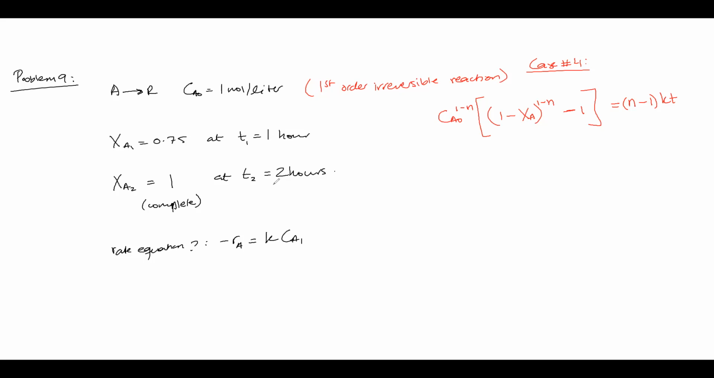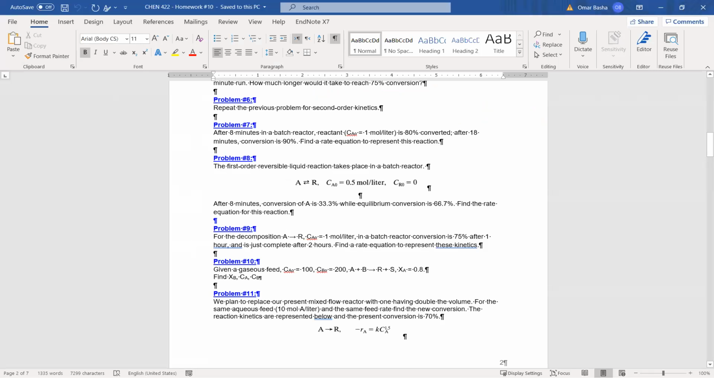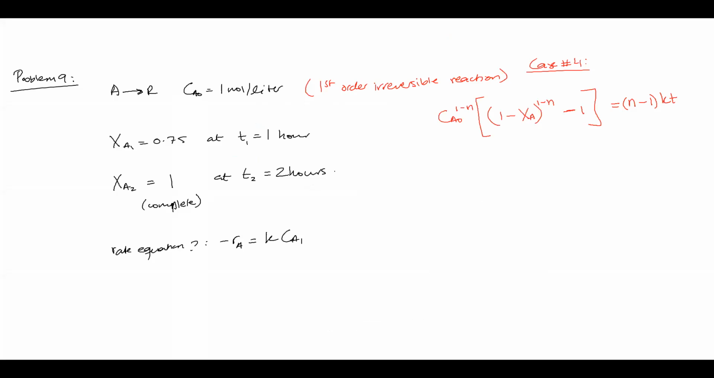Wait one second. Let me double check something here. Because if it's a first order reaction, it should not be case number 4, right? But my old solutions show that it's case number 4. Okay, so for this problem, the intention was, so on the test to make it maybe clearer, the intention was it's an nth order reversible reaction, right?